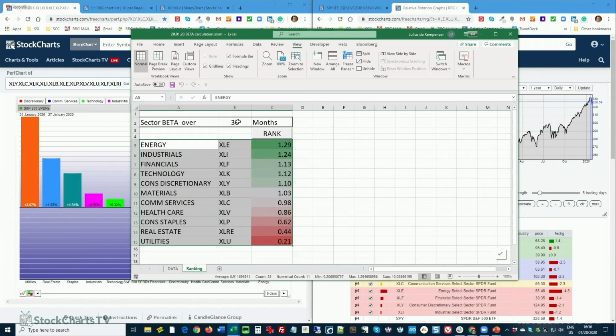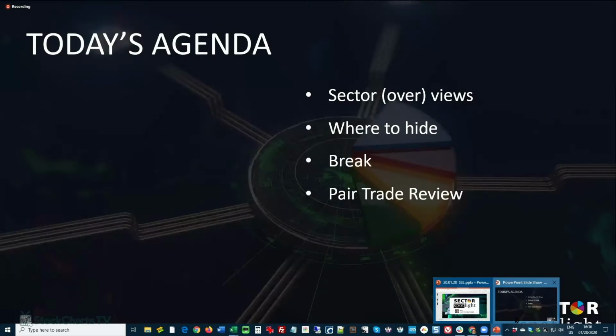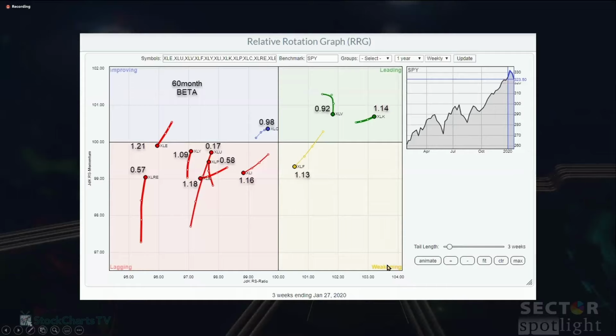If we change that to 60 months, you'll see that the ranking order is not much different. But this is it. What I did is I actually put those on a chart, and I have to bring in a sheet, because I've overlaid these beta values on an RRG, so you can actually see where the low and where the high betas are. And what you see right now is that the low beta stuff is curling up. So this is a weekly RRG with a 60-month, 5-year beta.